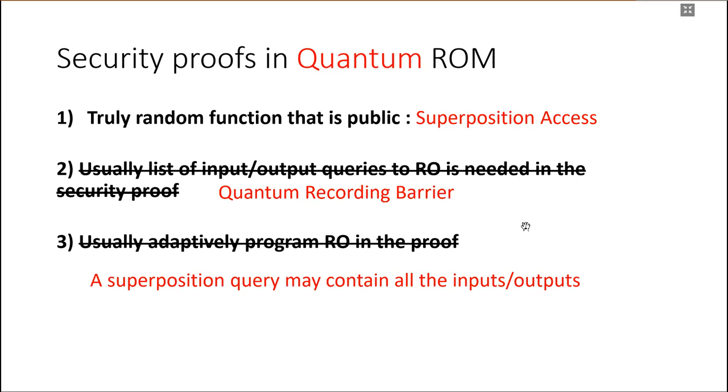The third property, adaptively programmed random oracle, might not be obvious as well, since a single superposition query can contain all the inputs and outputs of the random oracle, and reprogramming the random oracle afterwards might not be possible. So, let's say we make such a query and then we try to change the output of the random oracle on one specific input, or reprogram the random oracle, then this might be detectable since it has been queried before.